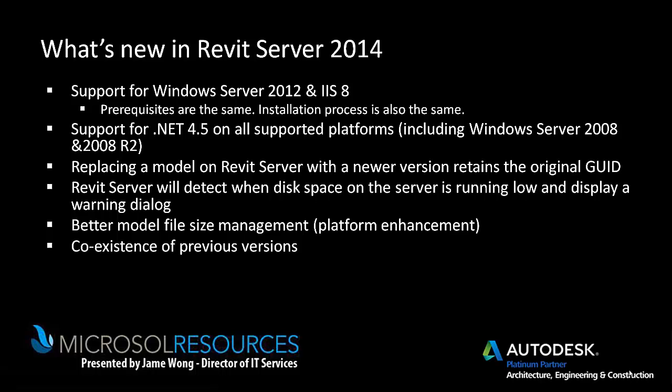Most of you that implement Revit Server already have server monitoring tools on your network. In our model management services department, we actually noticed that there is better model file size management going from 2013 to 2014. We noticed a Revit model we have that's about 500 megs actually went down to a little less than 100 megs after the upgrade. There's also coexistence of previous versions. If you have a Revit Server environment for 2012 and 2013, you can install Revit Server 2014 on top of the same server. Of course, you have to keep the cache and the projects folder in separate locations.